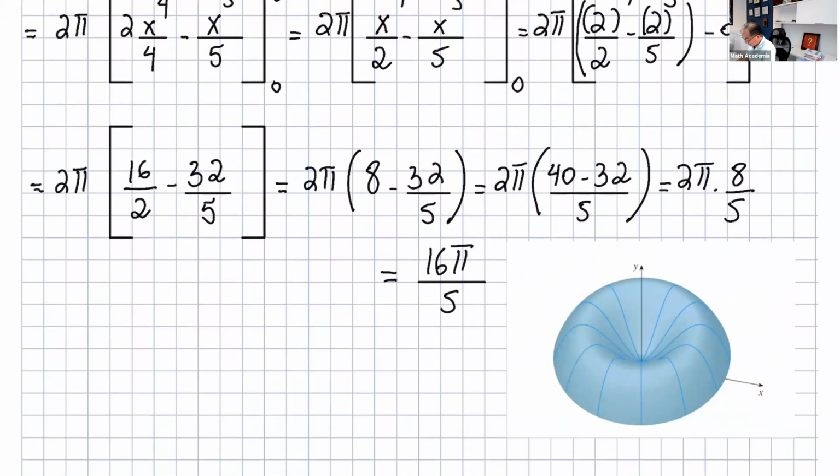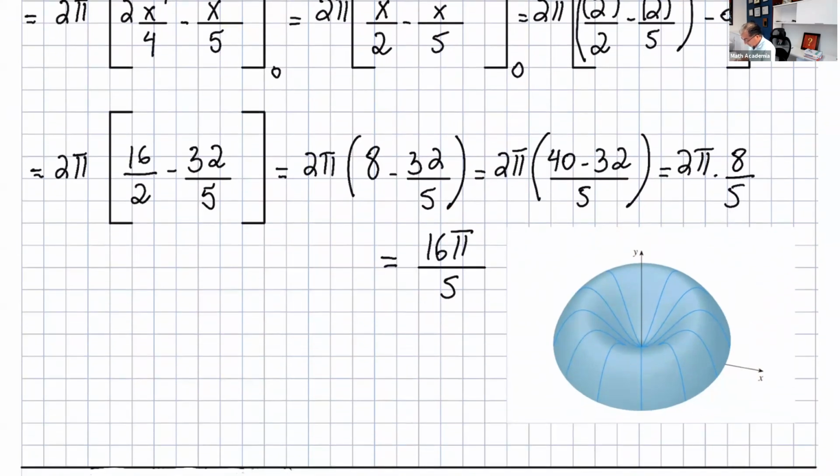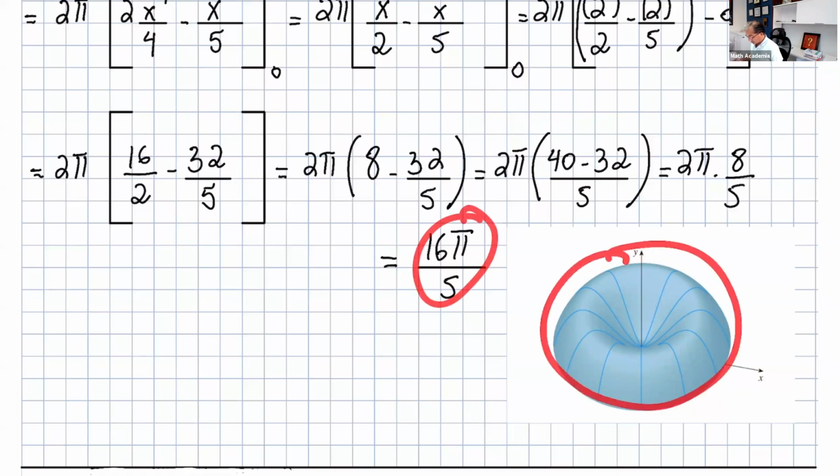Basically, what we did, we found the volume of this solid, which is shown. We took a piece here, rotated it, found the volume of that piece, and then just added all those volumes, and that's what we obtained. So that number is the volume of this object.